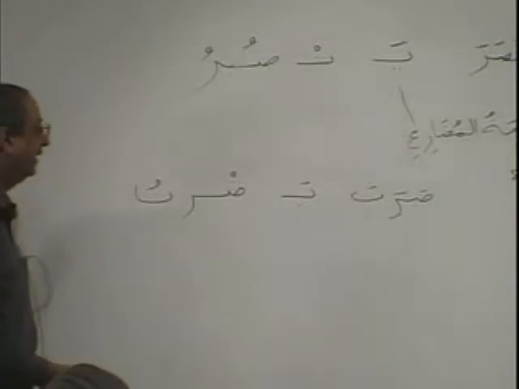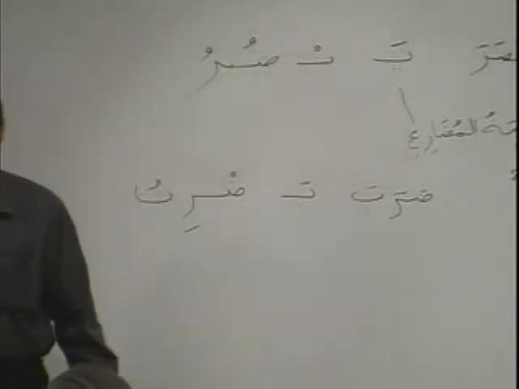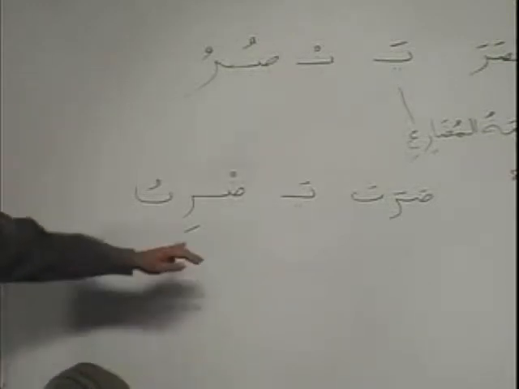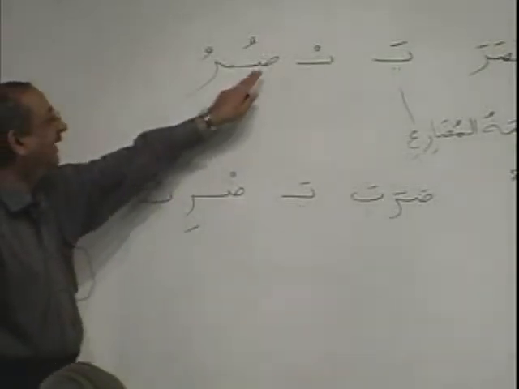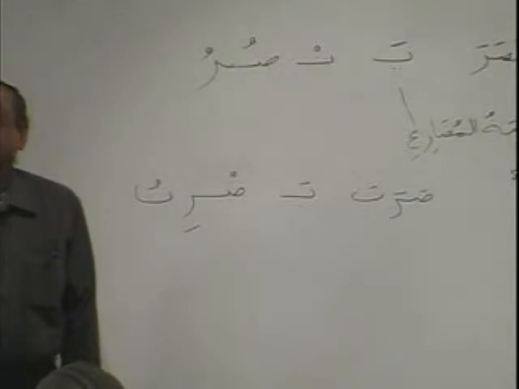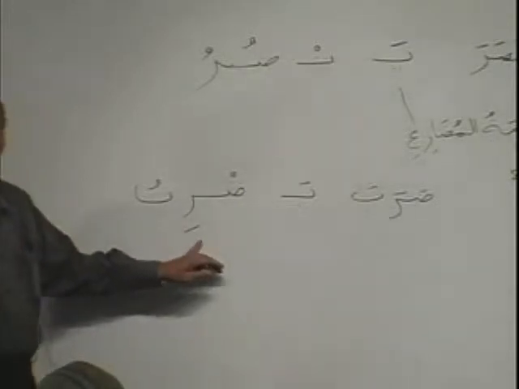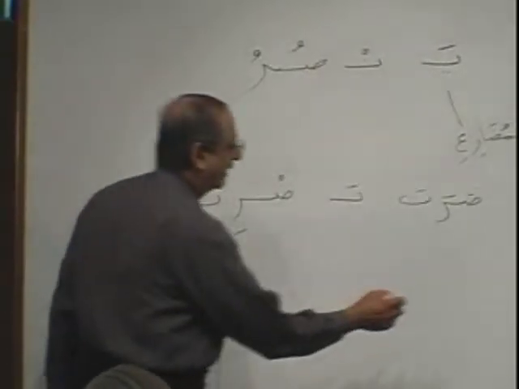Okay, but daraba yadribu. See, ayn kalima here gets a kasra. Are you with me? Daraba yadribu. Okay. So here the ayn kalima got a dhamma. Are you with me? The ayn kalima got a dhamma. And here ayn kalima got a kasra. Okay. One more example.